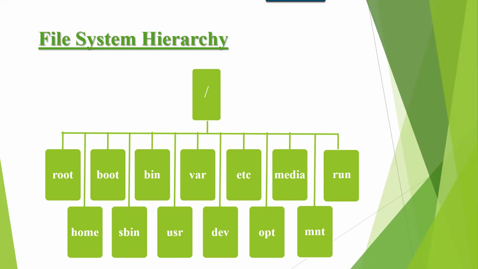I'm repeating. /, it is a parent directory or top level directory. / is similar to C in Windows. It contains subdirectories. So root is the home directory for super user. Super user means administrator. Home is the home directory for normal users. Boot contains bootable files and kernel up to version 6. Sbin contains super user commands which can be executed by super user. Bin contains normal user commands, the commands which can be executed by normal user.